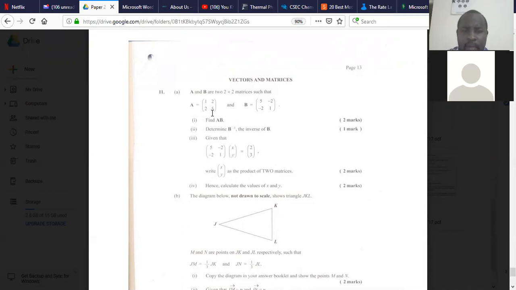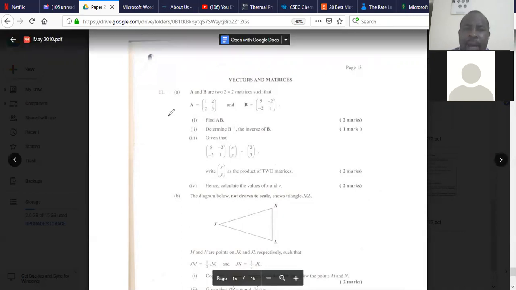So let's look at the first question here, question A. Question A reads, A and B are 2 by 2 matrices such that A is 1, 2, 2, 3, 2, 5. So in your mind right now, you might be asking, what do you mean by a 2 by 2 matrix? And that leads to the word order of a matrix. If I ask you, Trisha, what's the order of a particular matrix, what I'm asking you is, how many rows by how many columns does the matrix have?